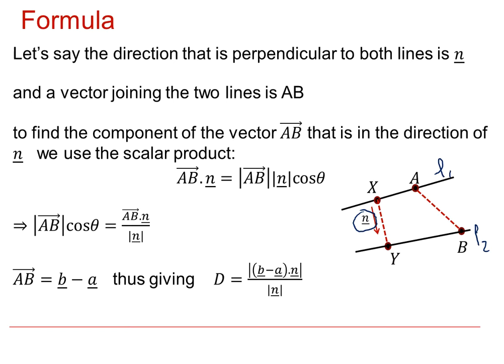So to find that component of that AB line in the direction of n, we can just rearrange that scalar product. So the magnitude of AB times cos theta equals the scalar product of AB and n divided by the magnitude of n. We can use AB equals the position vector of B minus the position vector of A. And thus we have the formula as given in the formula book.